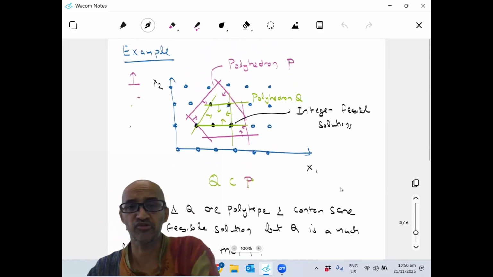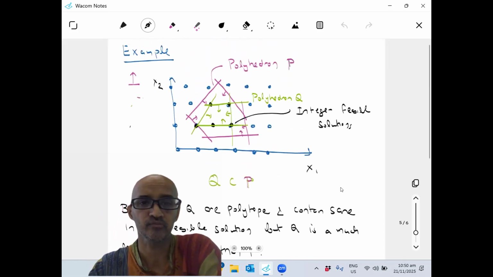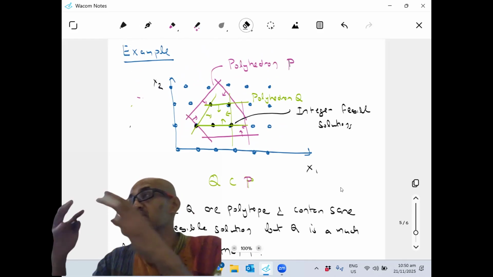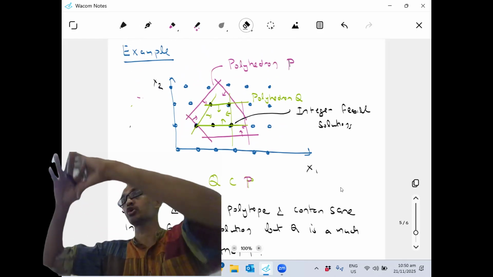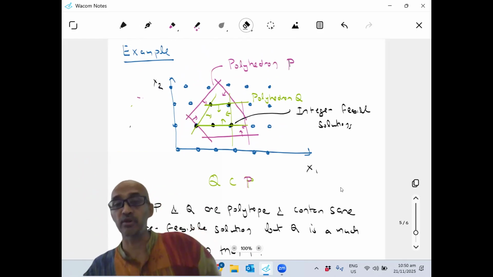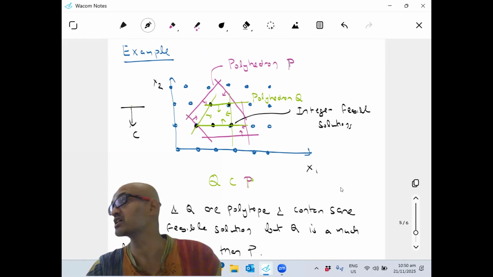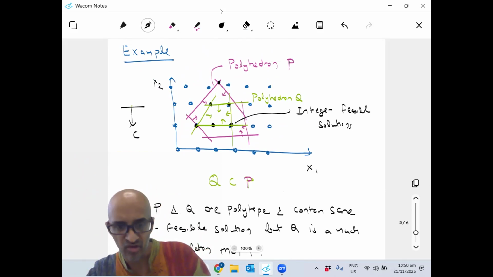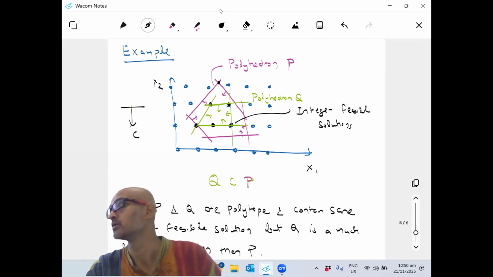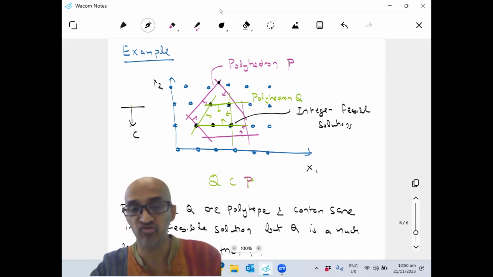So let's say I'm trying to minimize. Why will P give a smaller value? P is bigger than Q, and I'm minimizing over a bigger set. So for example, let's say C is increasing in this direction, and I'm trying to minimize the objective. My optimal solution over P will be this point. But over Q, if this is parallel, both these points will be optimal. This will be higher, since it's decreasing in this direction, so P is going to give me a smaller value than this.